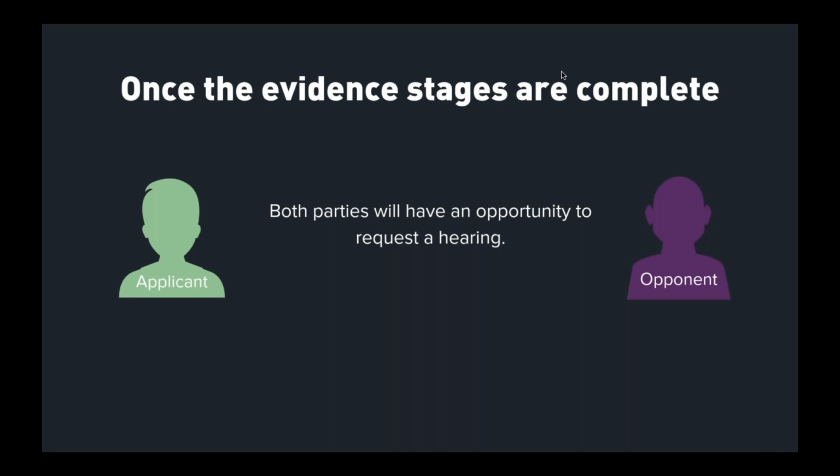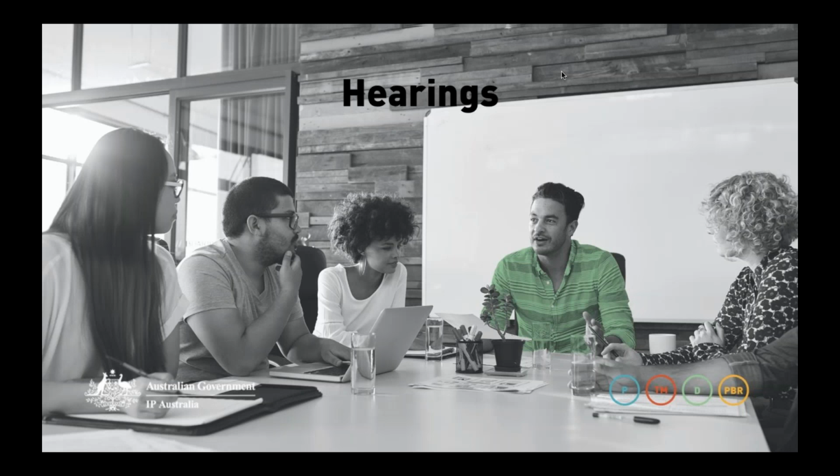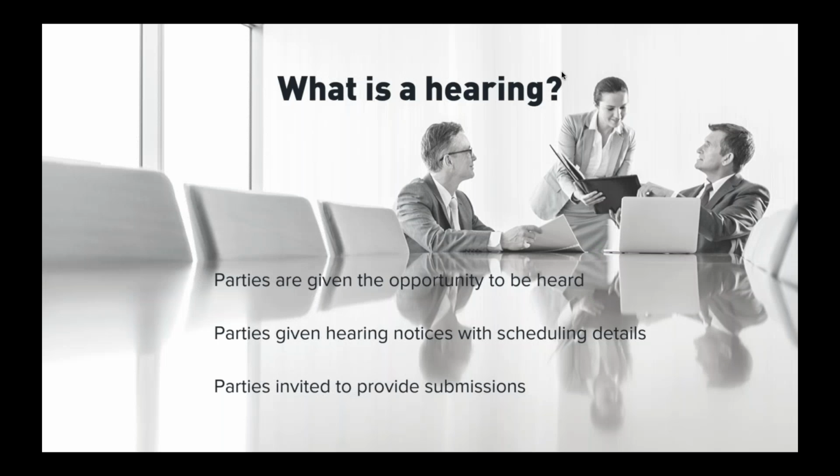I will now briefly talk through what happens when an oral hearing is requested and what to expect. Once a hearing request has been received, our administration team will schedule a hearing date and a hearing officer will be allocated to hear the matter. The parties will be notified of when and where the hearing shall take place by official correspondence from IP Australia.